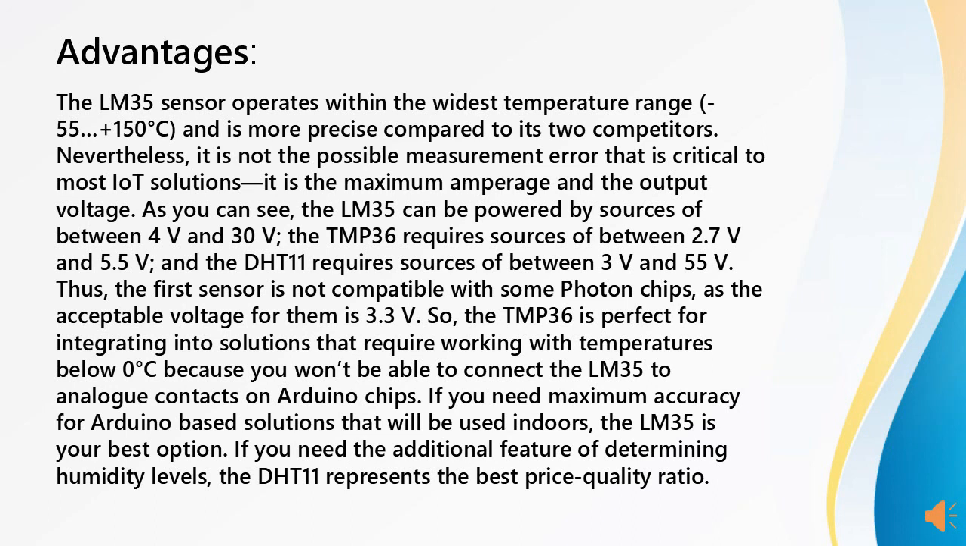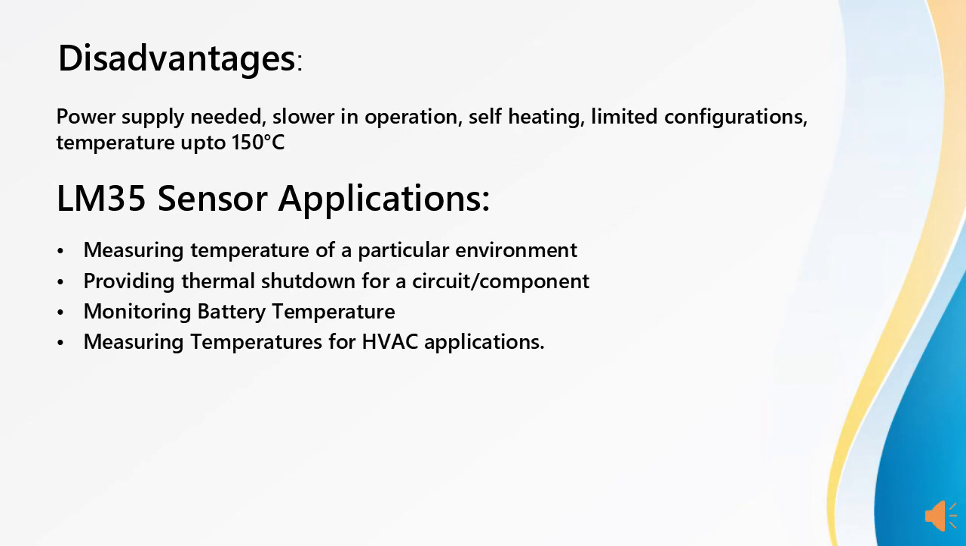If you need maximum accuracy for an Arduino based solution that will be used indoors, the LM35 is your best option. If you need the additional feature of determining humidity levels, the DHT11 represents the best price quality ratio. Coming to disadvantages, there is a power supply needed, it is slower in operation, has self-heating, limited configurations, and measures temperature up to 150 degrees Celsius only.